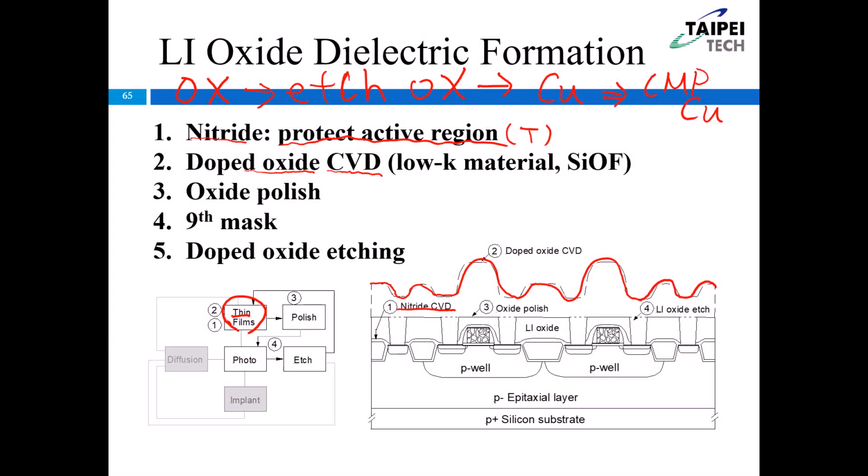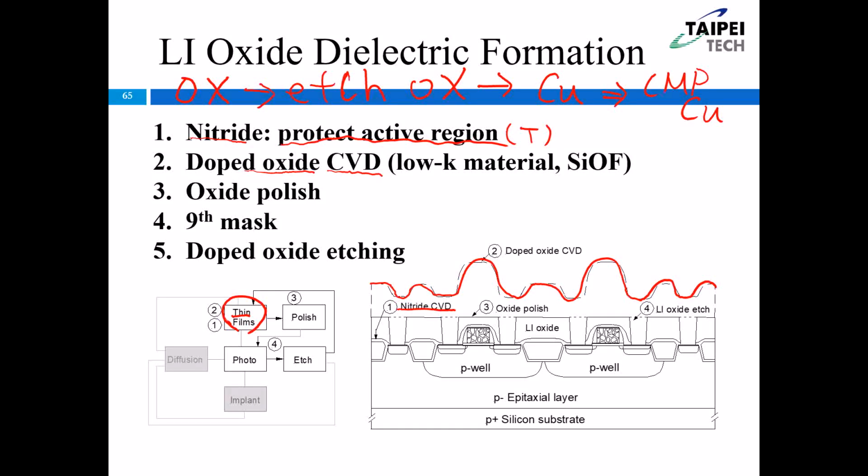Okay, so number 2, we go to the thin film module, we use the CVD to deposit the oxide. Here I also want to show you why the textbook says we need to use the low K material. Right now we talk about this oxide. The purpose for this oxide is only as an insulator between two metal layers.